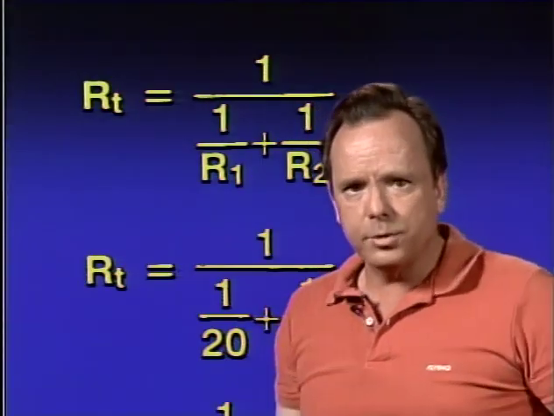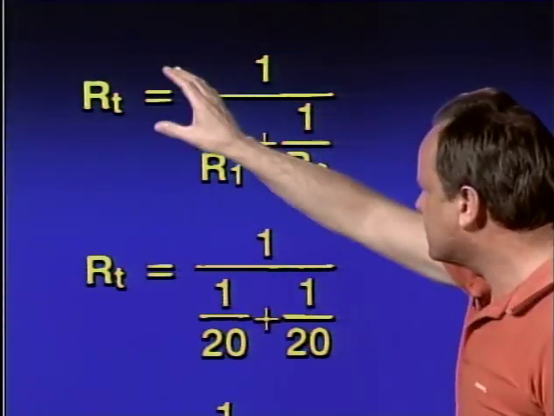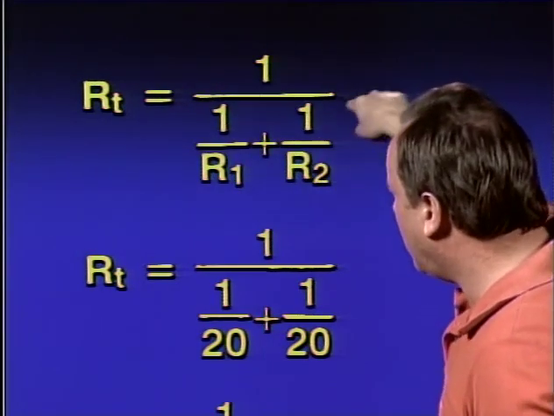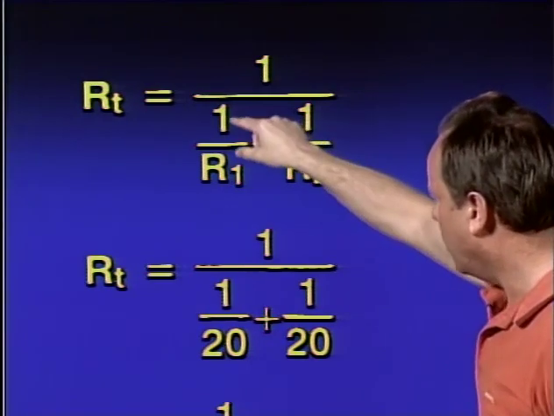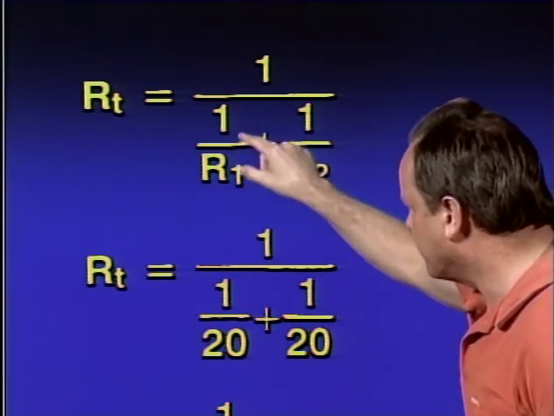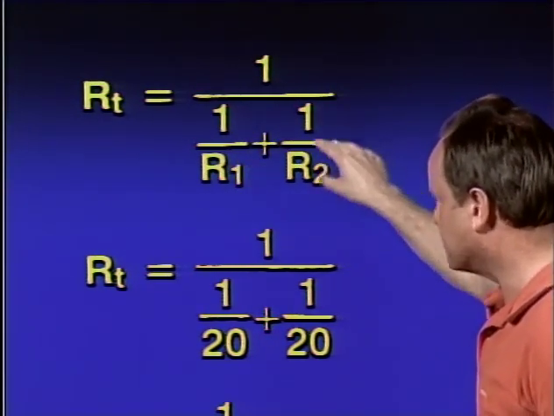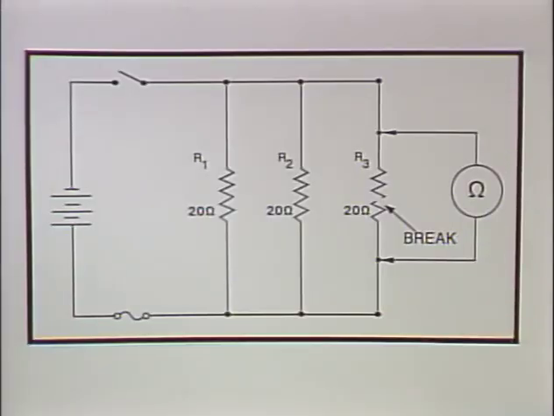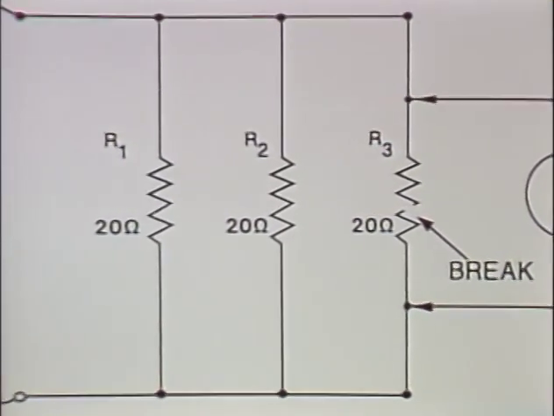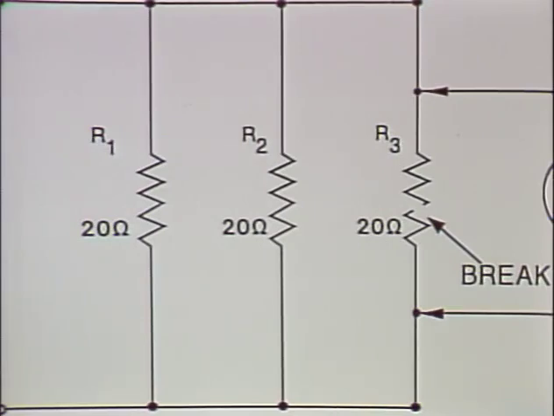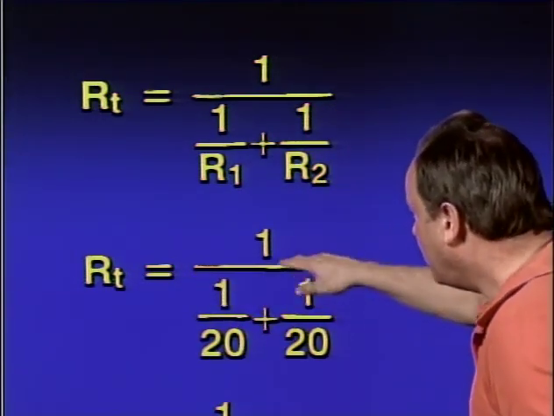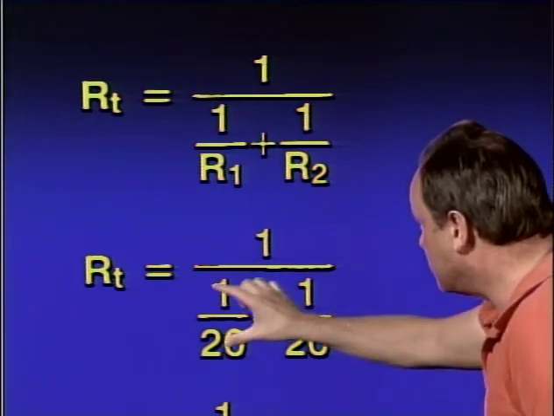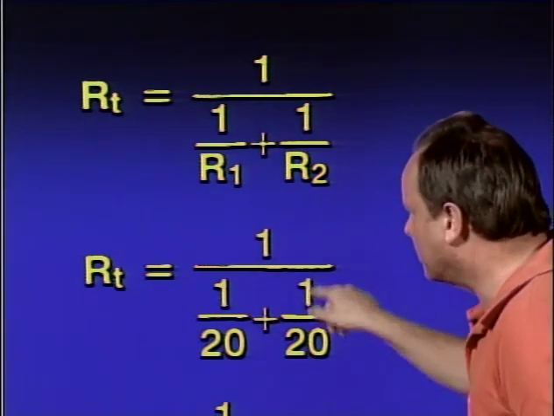The formula goes like this. The total resistance is equal to 1 over these 2 fractions: 1 divided by resistance 1 plus 1 divided by resistance 2. What are the numbers we're going to put in here? Well, each of these resistances on Figure 8 is 20 ohms. So now let's go back and take a look at the formula, and it becomes the total resistance is 1 divided by these 2 fractions, 1 over 20 plus 1 over 20.